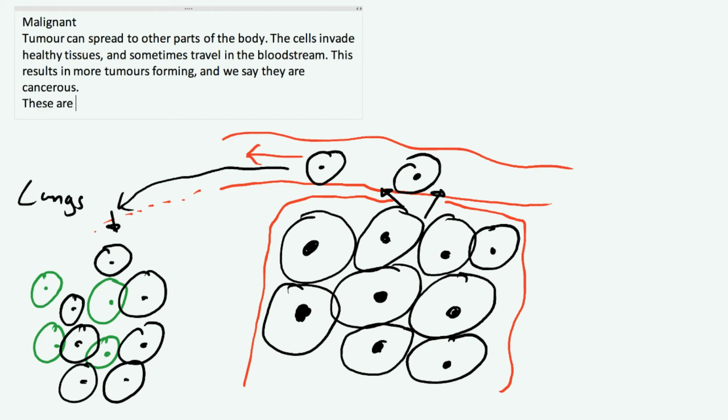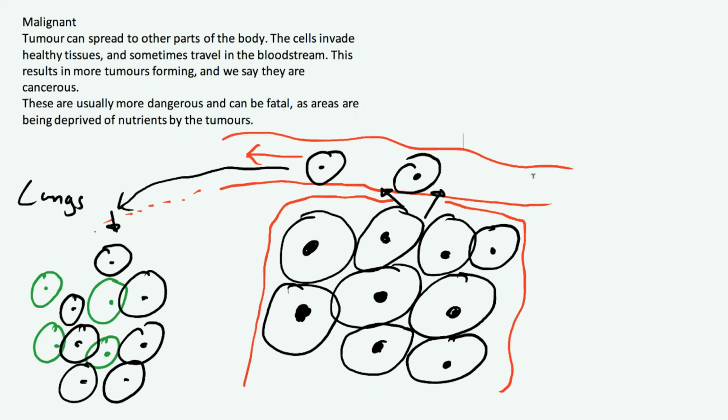So these are usually more dangerous and can be fatal as areas are being deprived of nutrients by the tumours. Obviously very nasty, and that is why malignant tumours are normally a lot worse than benign tumours, and the malignant ones are the ones that we call cancerous, whereas benign usually are okay, but can still be damaging. Okay, so that's basically what cancer is, and that's what tumours are.